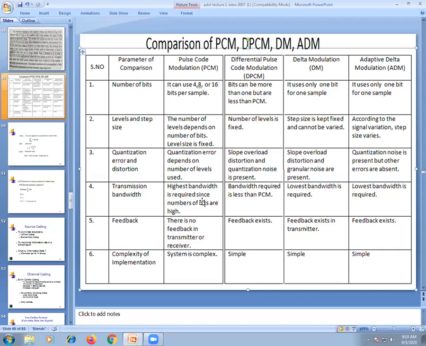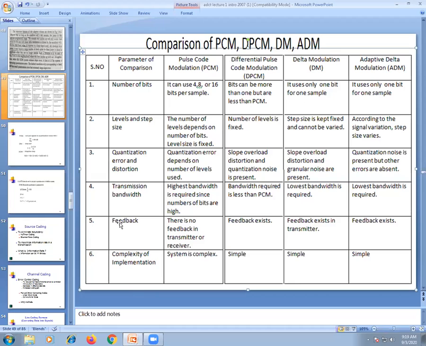Now, in differential PCM, the bandwidth required is less than PCM, because only 50% of the bits are used here. That's why the bandwidth is less than PCM. Probably 50% of the bandwidth is reduced in DPCM. Then delta modulation requires the lowest bandwidth. Why? Because one bit is used for one sample. As well, adaptive delta modulation requires the lowest bandwidth because one bit is used for one sample.